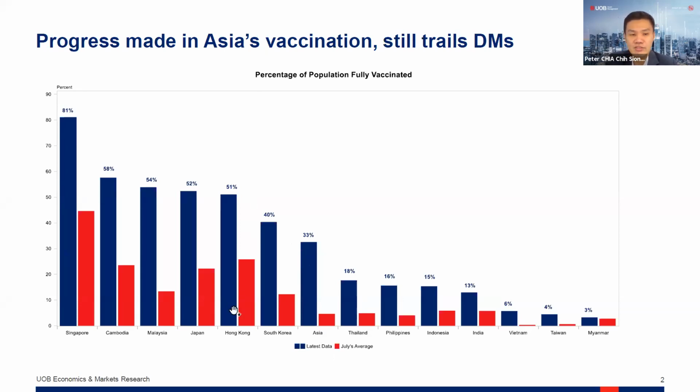As you can see over here, some countries are doing a lot better. Excluding Singapore, which is at about 80%, most of them are doing about 50%, including Malaysia, Hong Kong, Japan, and Cambodia. But there are also countries that are lagging behind, namely Indonesia and India, which are still at about 10%, and Thailand also. So how fast the economy reopens all depends on vaccination.